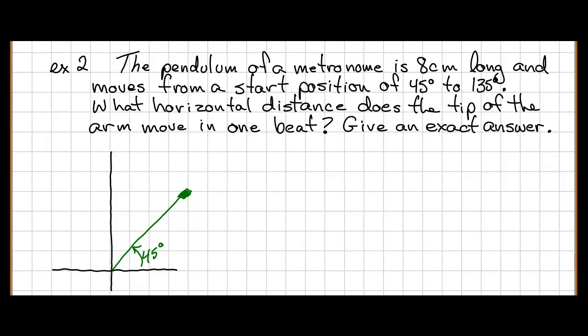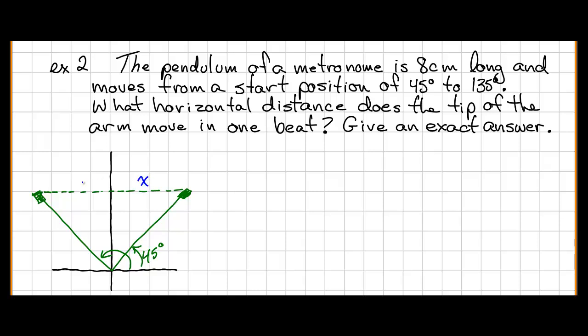So if the metronome starts in a standard position of 45 degrees and then moves over to the other side to 135 degrees, the question is essentially, what's the horizontal distance between the tip of the pendulum from the right side to the other side when it stops at 135 degrees?